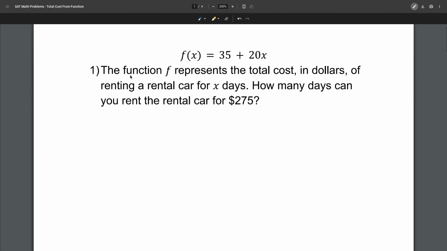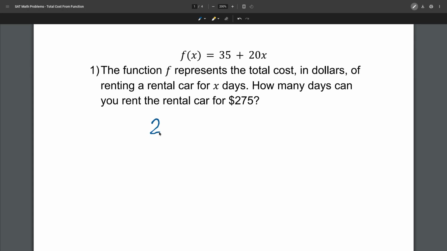The problem reads, the function f represents the total cost in dollars of renting a rental car for x days. How many days can you rent the rental car for $275? If we're looking at this function, the 35 might be some one-time fee you have to pay for renting the rental car, and then the 20x, 20 is the amount per day you have to pay for it. Okay, so let's set 275 equal to f of x.